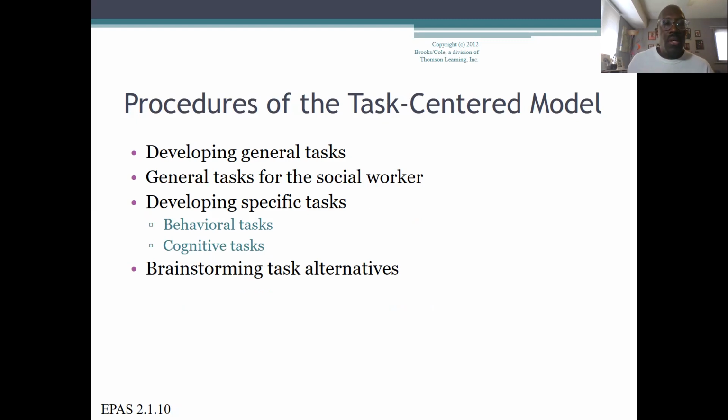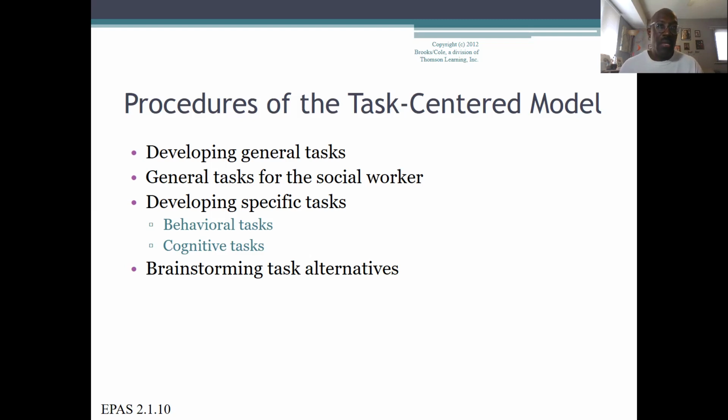to accomplish. So there'll be general tasks for the client, there'll be tasks for you as a social worker, and then you'll need to be developing specific tasks. So are they behavioral tasks or are they cognitive tasks?